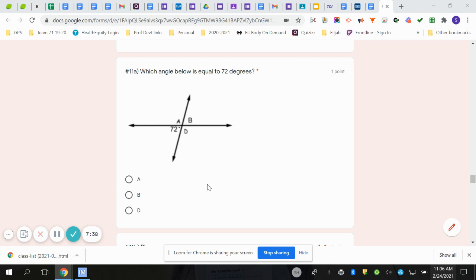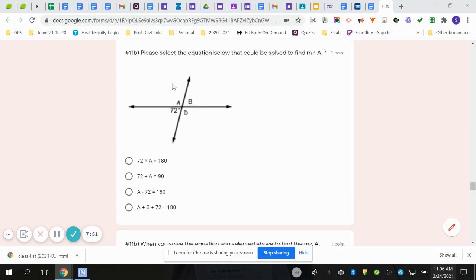Here's another angle problem. Which angle below is equal to 72 degrees? A, B, or D? Please select the equation that could be solved to find angle A. So this angle right here. You can read these equations and you can pick one that would best fit this supplementary angle.